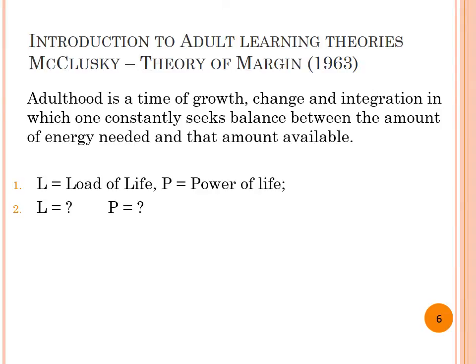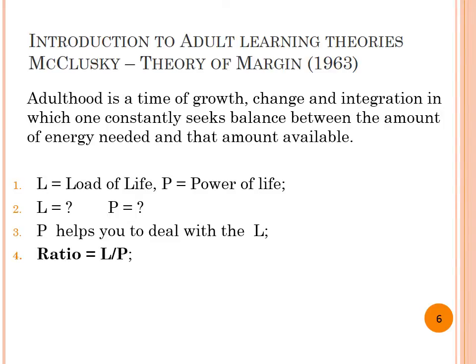And each one of us has that. Sometimes the load is high and the power is low, and vice versa. It ebbs and flows. But over time, people have load and power. P helps you deal with the L. So the more power or influence that you have in your life, the more it helps you deal with the load that you have. That load can fluctuate as well as that power, but that's the ratio we're looking for in the theory of margin.